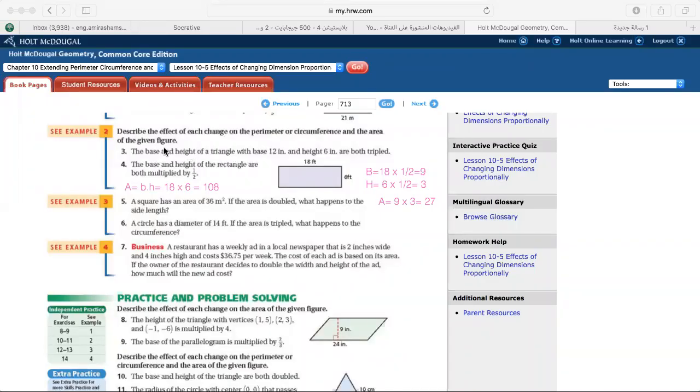Girls, here it is written the perimeter or circumference. Yes.